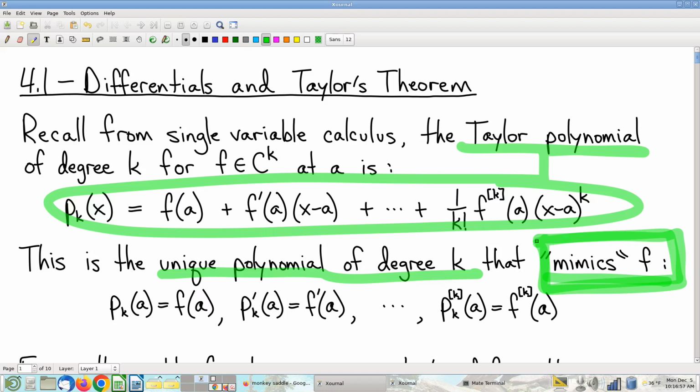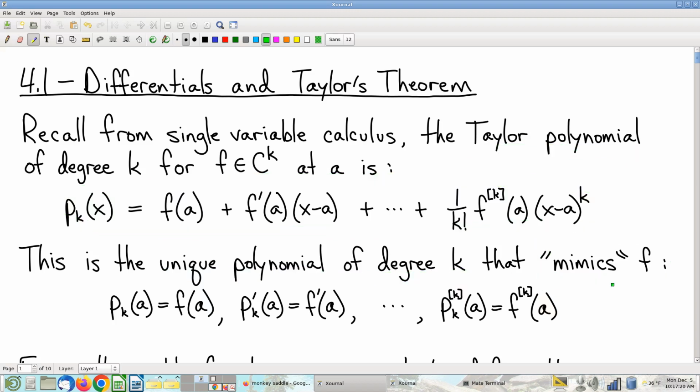This looks at certain key features of the function f, and this formula here is the only degree k polynomial that has all of those features, the same features as f. So it's a copycat. It's trying to sort of rip off what f is doing. Now, specifically, what is it mimicking? Well, it's mimicking f in terms of value, in terms of derivative, and then et cetera, and in terms of higher derivatives all the way out to the kth derivative.